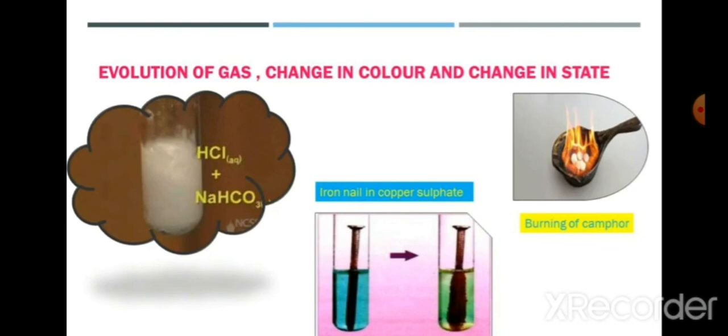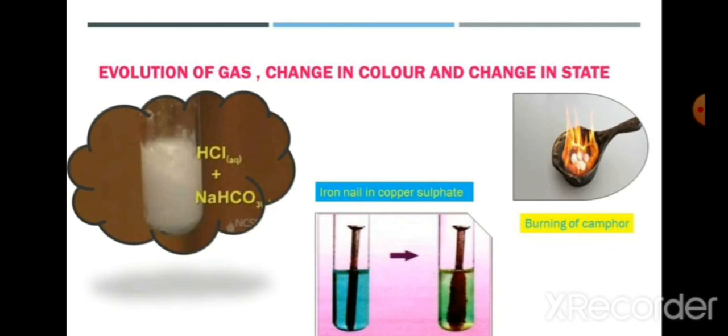Next, change in color. What happens when you play under hot sand for a long time? Your skin becomes dark, right? Like this, certain chemical changes produce change in color. For example, when you place an iron nail in a solution of copper sulfate, the blue color of copper sulfate slowly changes into green due to chemical reaction between iron and copper sulfate solution. This you can see in the picture.